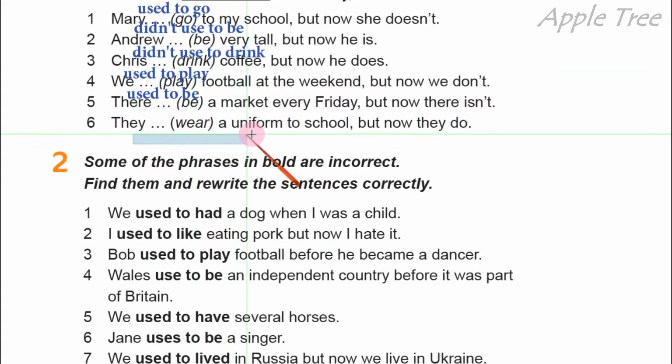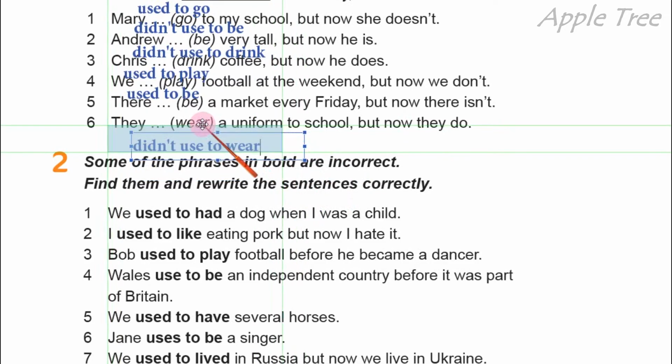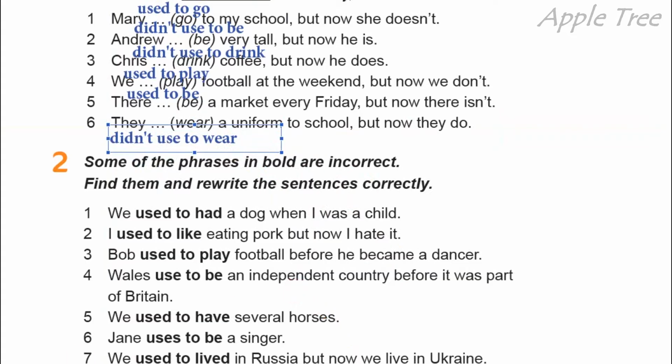And the last one. They wear a uniform to school, but now they do. Отже, раніше не носили, а зараз носять форму в школі. They didn't use to wear a uniform to school, but now they do. Вони не одягали раніше форму до школи, а зараз вони це роблять.